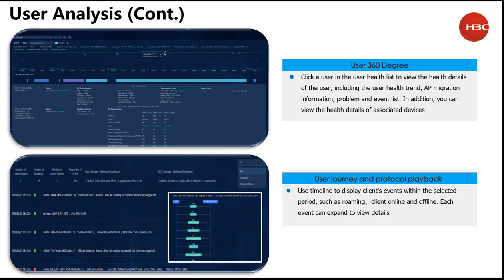What's also nice is there's the user journey and protocol playback, which is really nice. What it does is it actually shows you the user's journey connecting onto the network. So a real world example of this, which I actually experienced in real time at a customer, was a customer was having a very bad experience on the network. They were moving around and they weren't able to connect and roam very well, and they were just having a very, very poor experience on the network.